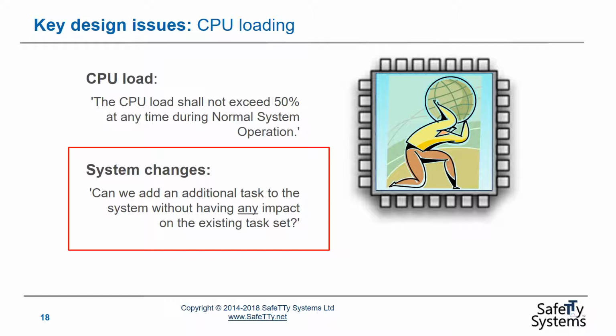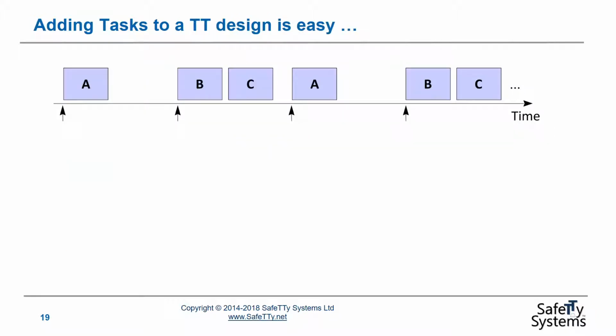Let's look at one other issue that's a side effect of using a TT design. Often projects change. It's an inevitable factor in most projects. You very carefully draw up the requirements at the beginning of the project, but the requirements inevitably change as the project progresses. So the kind of question that we might need to ask then is, can we add an additional task to the system without having an impact on the existing task set? And in a TT design, the answer to that question is often yes.